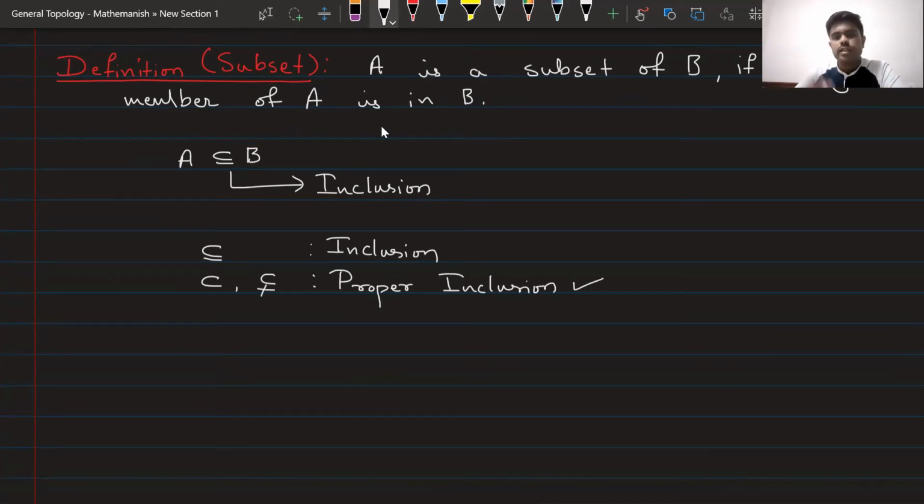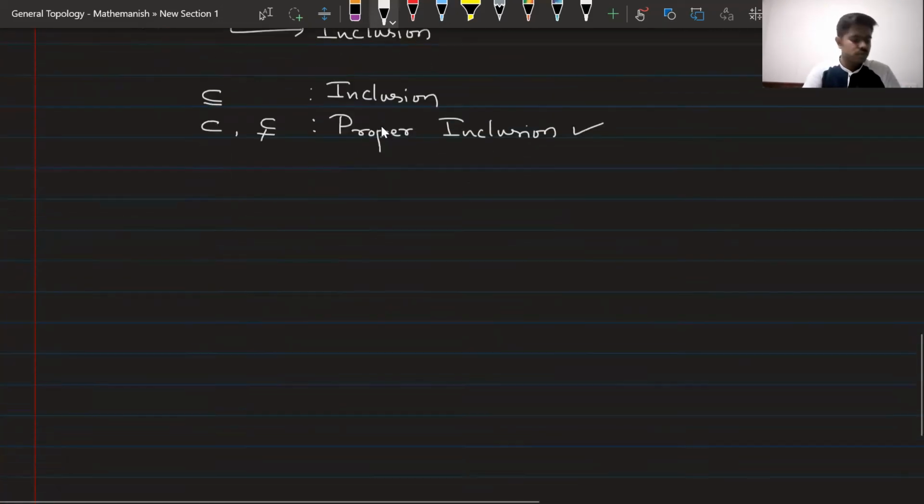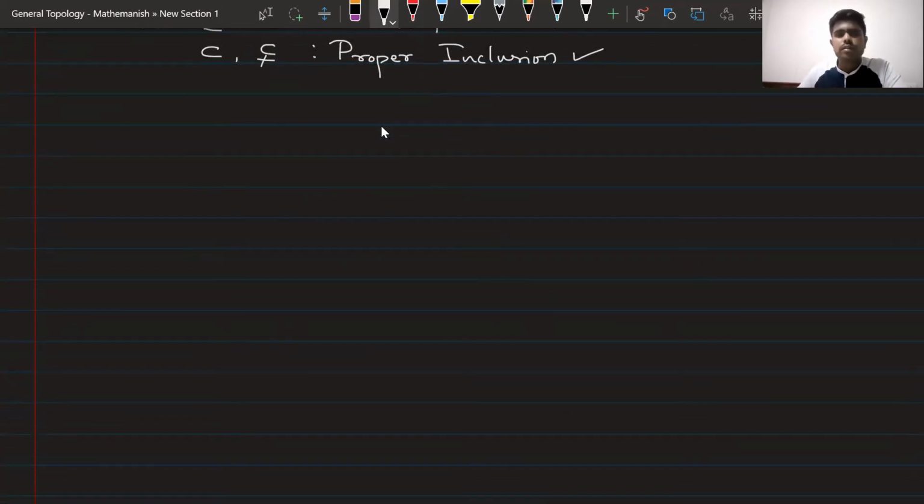If A is a subset of B, and if A is entirely different from B, then we use the proper inclusion. Okay, this is one. And the next definition is union of two sets. Let A and B be two sets, and their union is represented as this. We pronounce this as A union B.